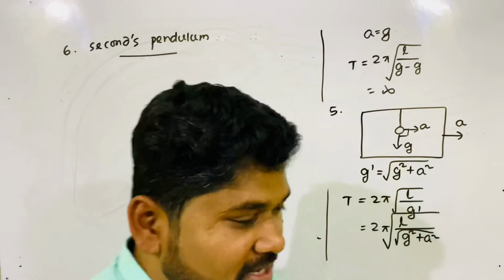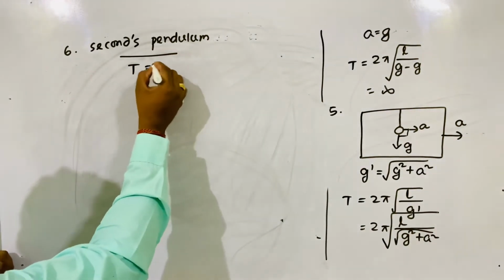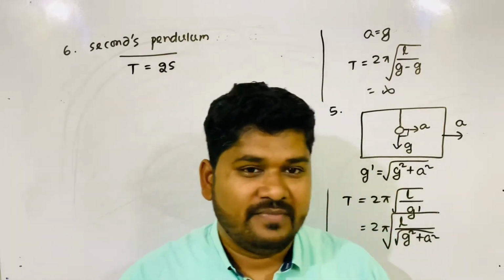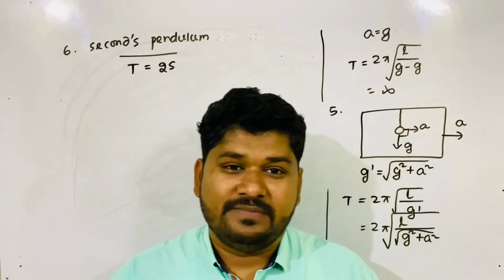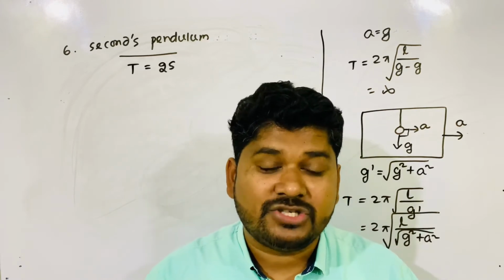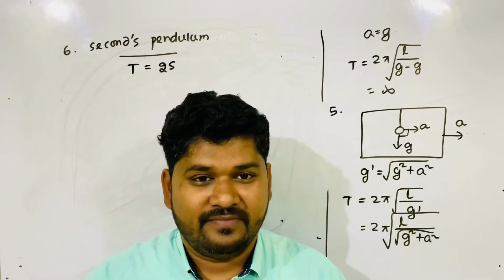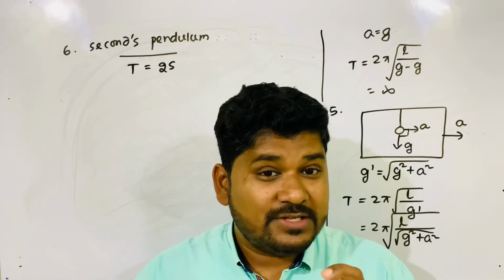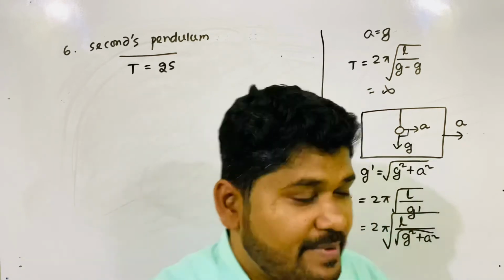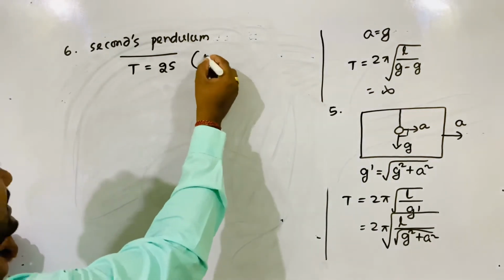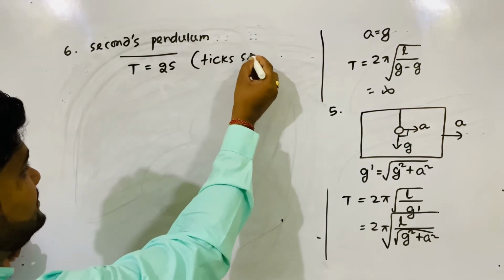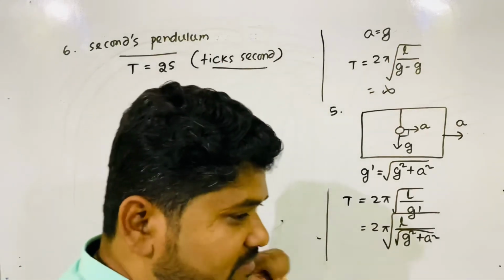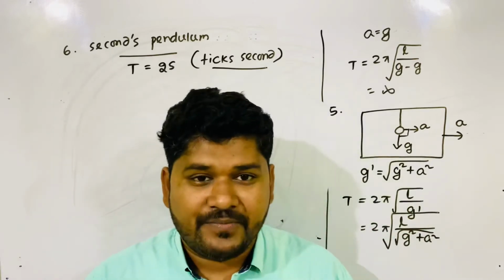2 seconds. The pendulum that has time period 2 seconds is called the seconds pendulum. So, time period is how much? 2 seconds. And 2 seconds is also called ticks second. Remember, time period 2 seconds is also called ticks second. Remember this word.